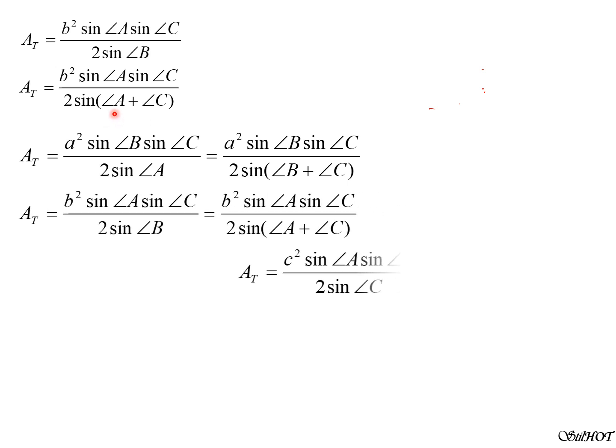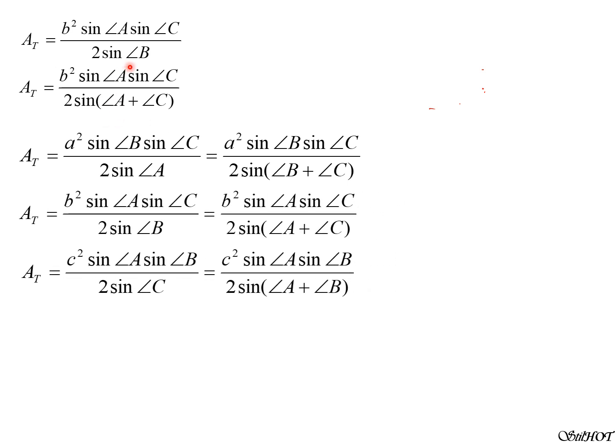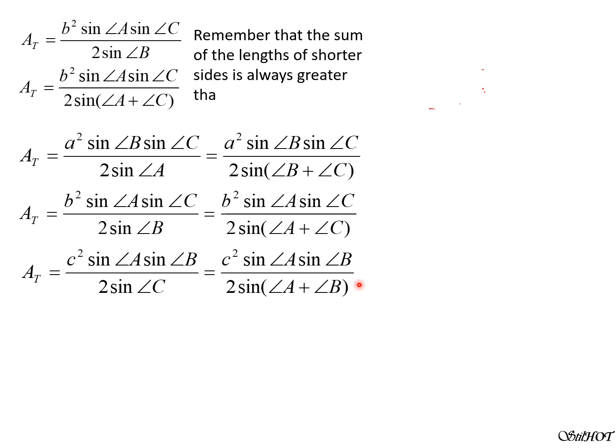So as I said, angle B is equal to 180 degrees minus angle A plus angle C, and sine of 180 degrees minus quantity angle A plus angle C is equal to sine of angle A plus angle C. Sine of an angle and the supplement are equal. So these are the different formulas that can be derived. These are area formula 3, but you're not obliged to memorize this.